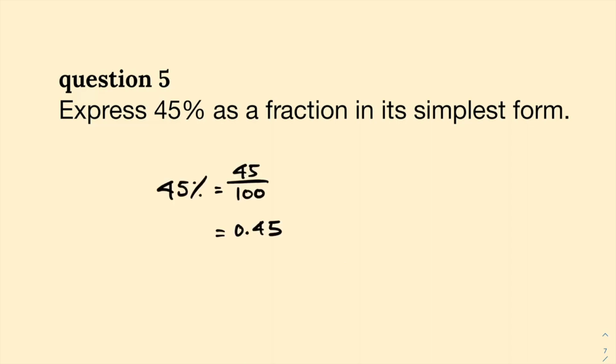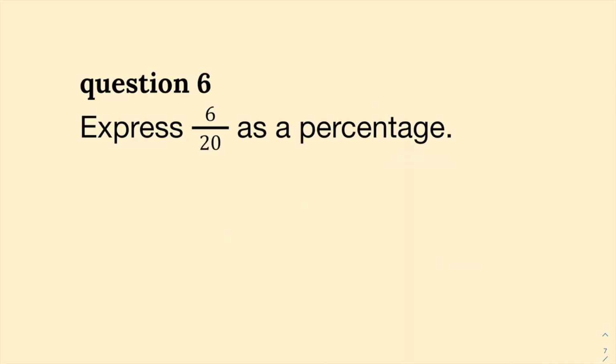Express 45% as a fraction in its simplest form. So the first thing we do is to write 45% as 45/100. So those of you who are quick with this, it's 0.45. Another way to think about this is dividing by 100 means we could take the decimal point and we move it 2 spaces to the left to make the number smaller. Dividing by 100 makes the number smaller, yeah? So move by 2 spaces when you see 2 zeros. So the answer is 0.45.